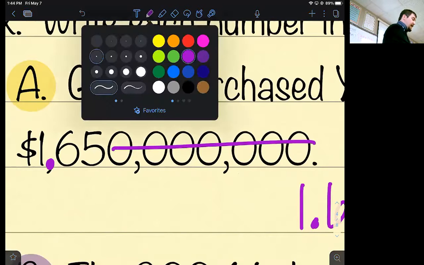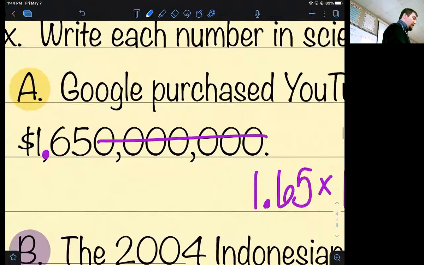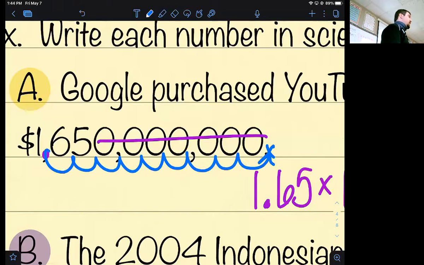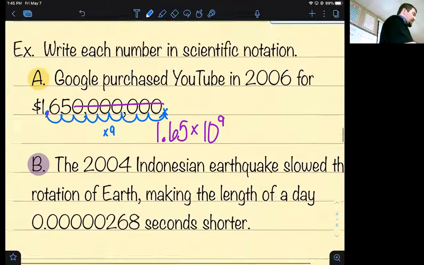Then you have to count how many times you would move the decimal back to its original location. There's its original location. I can mark it with an X. You'd have to move it 9 times. Do not count the commas as moves. The commas are not numbers. So you're multiplying by 10 a total of 9 times. That's 10 to the 9th power. So 1.65 times 10 to the 9th. If you move to the right, it's positive. If you move to the left, that'd be because it's a really small number, and so you write it as a negative. Okay, Caitlin, you asked to do the next one.